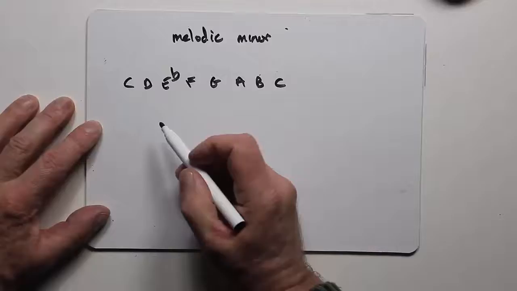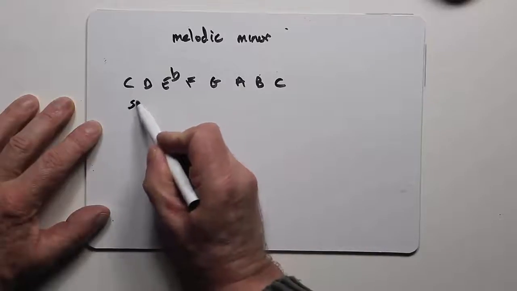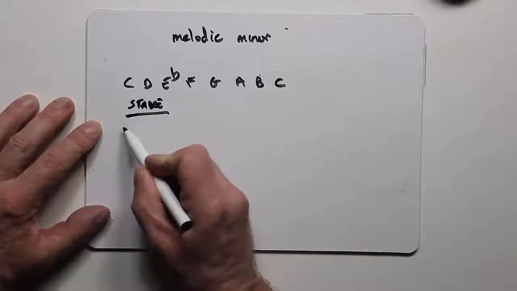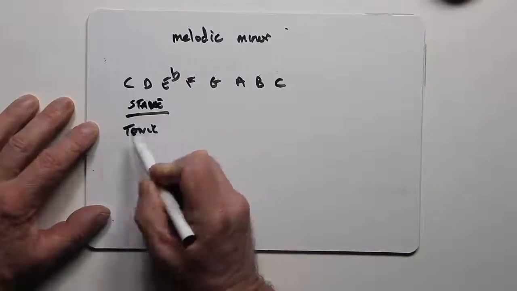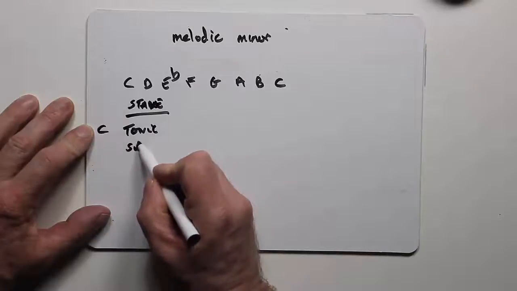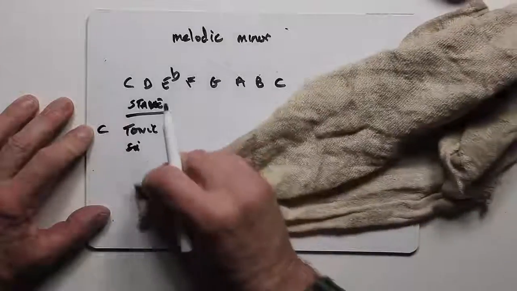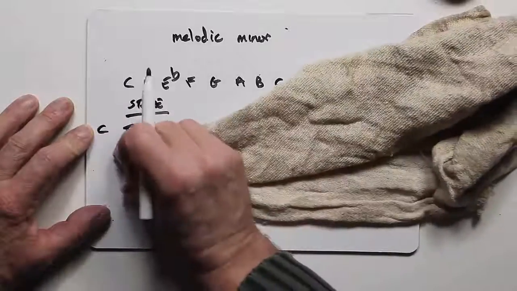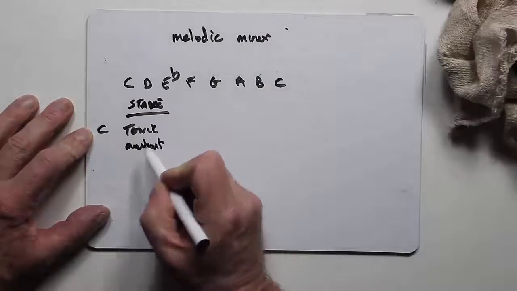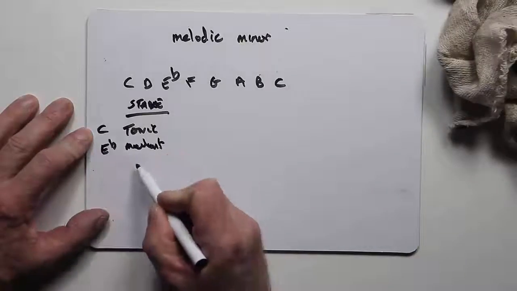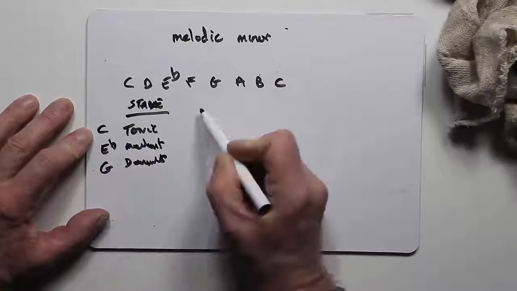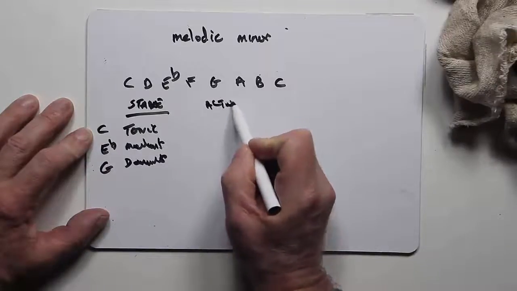So melodic minor scale. We'll look at first of all the stable tones. And it's exactly the same. They're all the same, these. It's tonic, which is C in this case, mediant, which would be E flat, and dominant, which would be G. And then we've got active, which is just everything else.